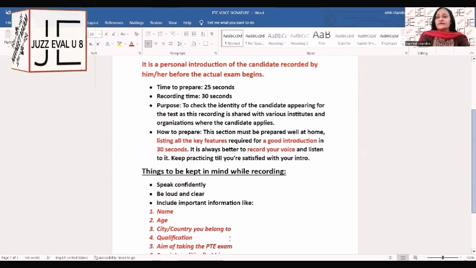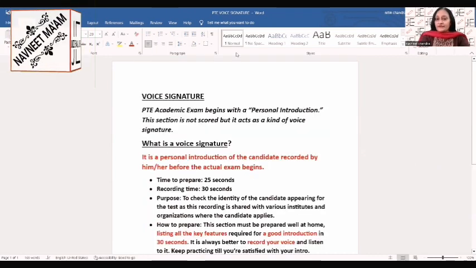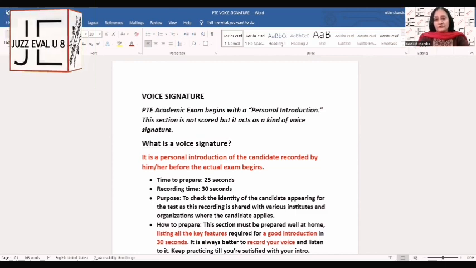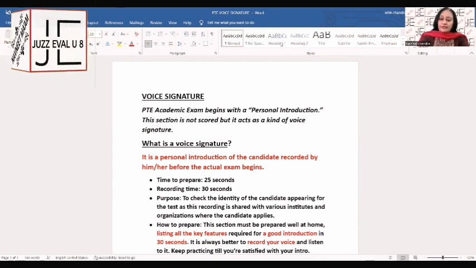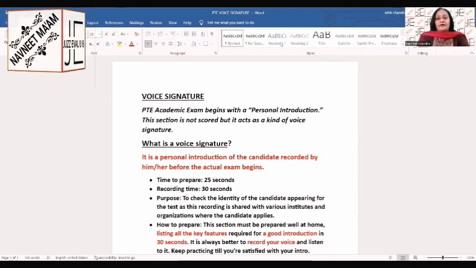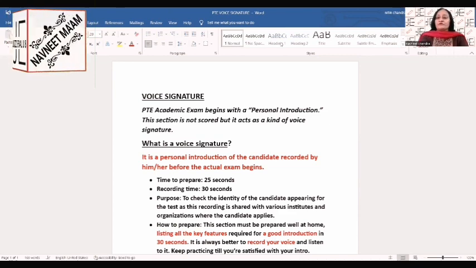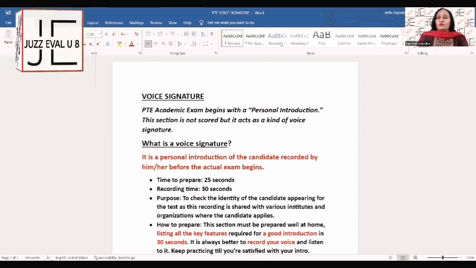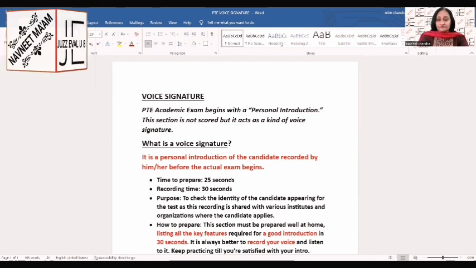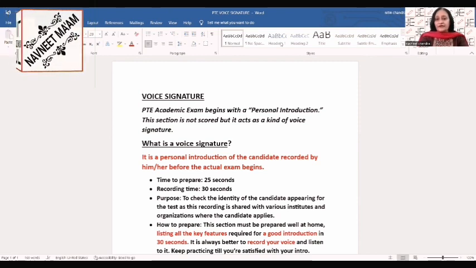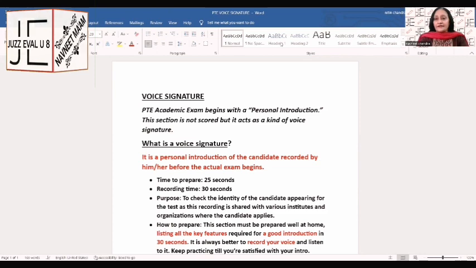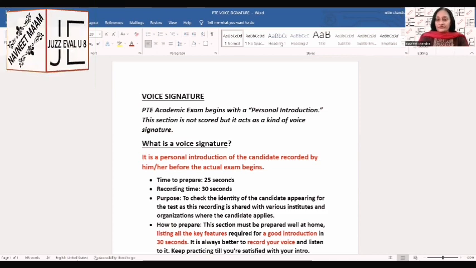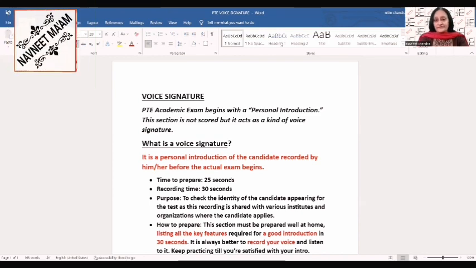Now, the thing that is to be kept in mind here is that voice signature is not scored. No marks will be given for this. So you should prepare this at home well, and you should try and finish it within 28 seconds. Try practicing it, recording it on your mobile or your laptop, and see how well you are speaking and whether you have included all the important aspects of your life in this. Like whatever is required for a good introduction, have you included that or not?